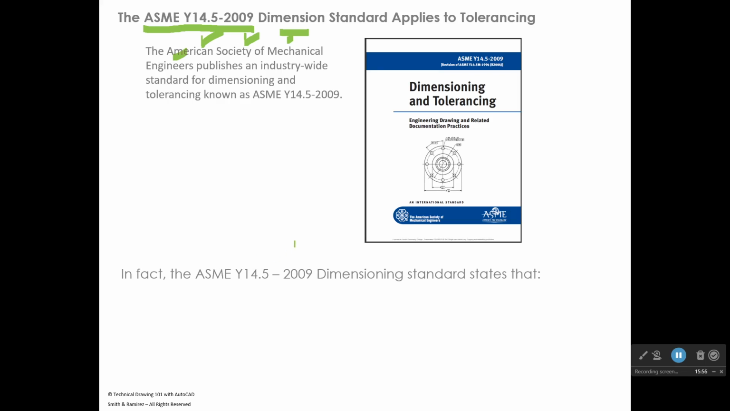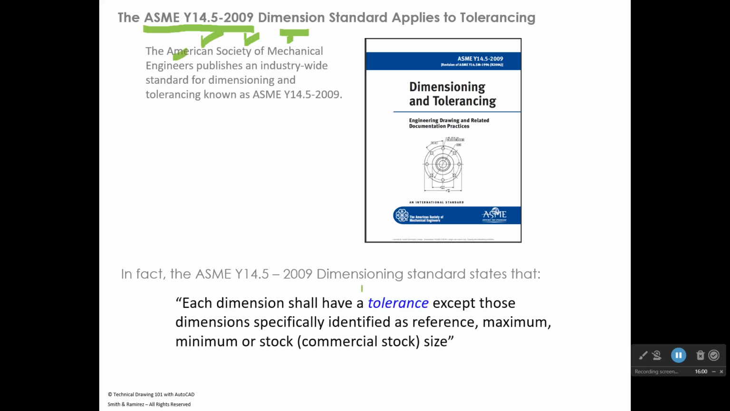Here's what the ASME standard says about tolerancing on mechanical parts. It says each dimension shall have a tolerance except, and then it gives you a few things that you don't really understand yet. We're going to talk about some of these, but let's just take that first part of that sentence right there, that each dimension shall have a tolerance.